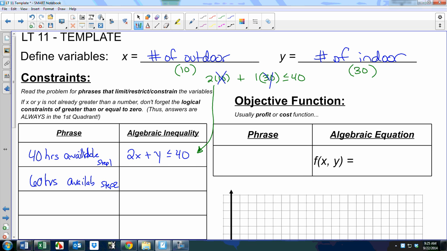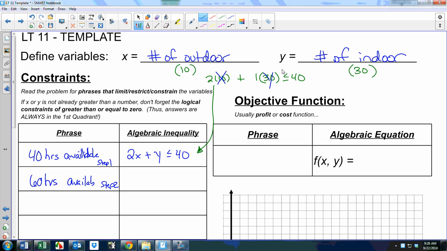That's how a concrete example helps you write the inequality, because it feels more natural to use the numbers 10 and 30 and talk about the problem than it does x and y, which just represents any combination of outdoor shoes and indoor shoes. All right, a little faster on the next one.